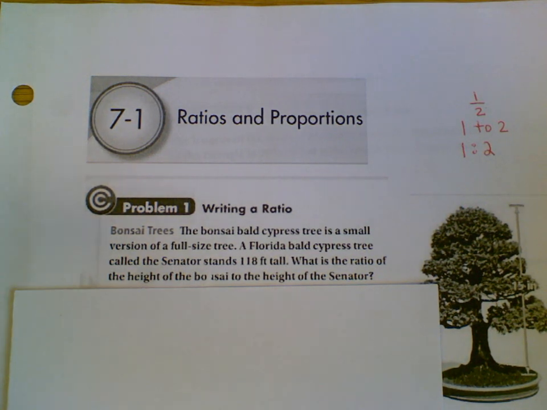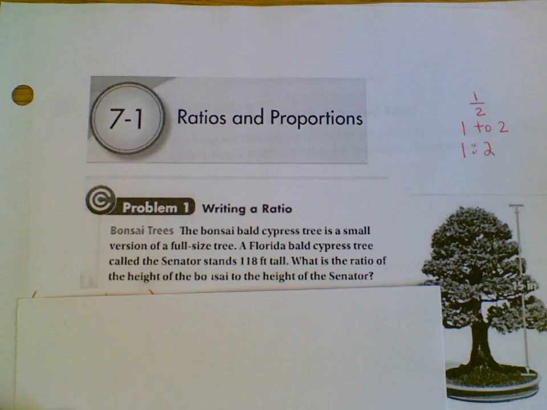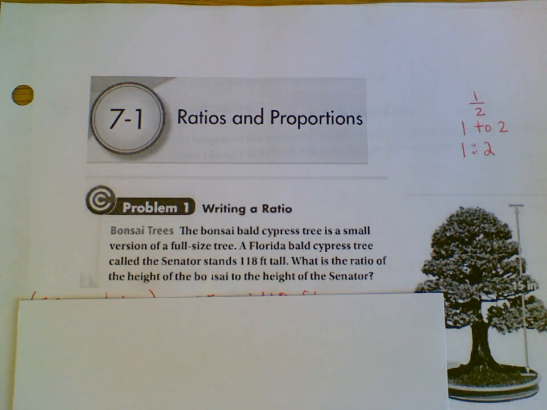So what we're going to do on this first problem is actually write a ratio, and I don't care which form you have it in, so you can decide what's your favorite. So first problem: the bonsai bald cypress tree, don't know how to pronounce that, is a small version of a full-size tree. A Florida bald cypress tree called the Senator stands 118 feet tall. What is the ratio of the height of the bonsai to the height of the Senator?